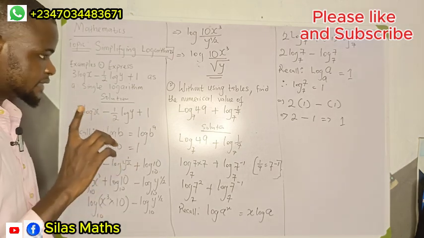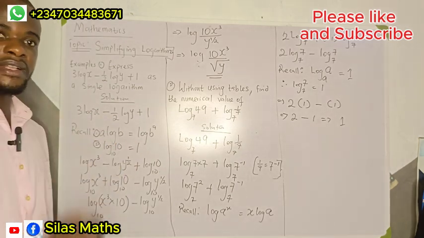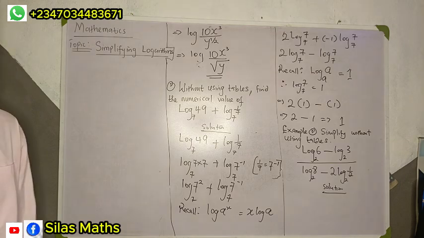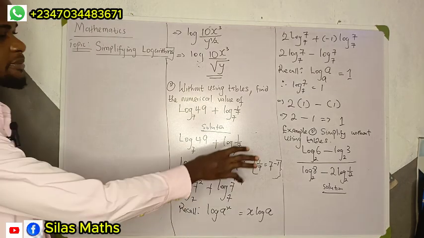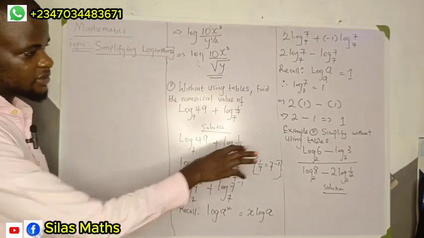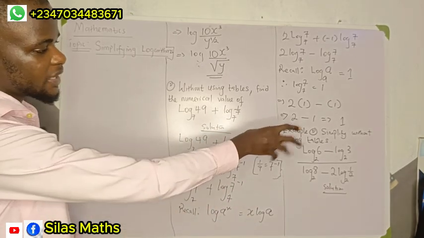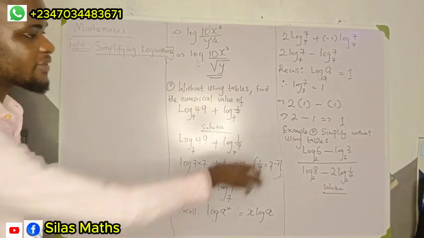So we're going to take one more example quickly on this. All right, let's take a look at this last problem for this class today. The question says we should simplify without using tables. So we have that logarithm there.